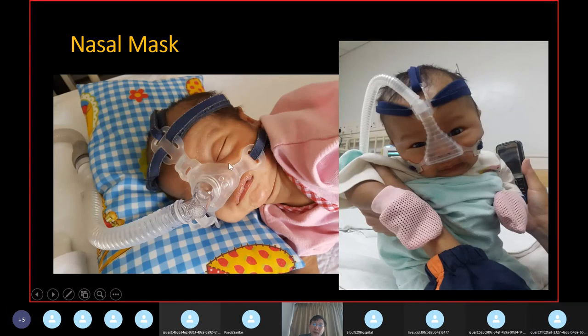Why are they expensive? Because they are silicone based, okay? Very importantly, if you see a patient with an NIV mask, they always have a leak. They always have a leak hole. This one also has a leak hole. The purpose of the leak hole is to allow CO2 gas to go out, right?